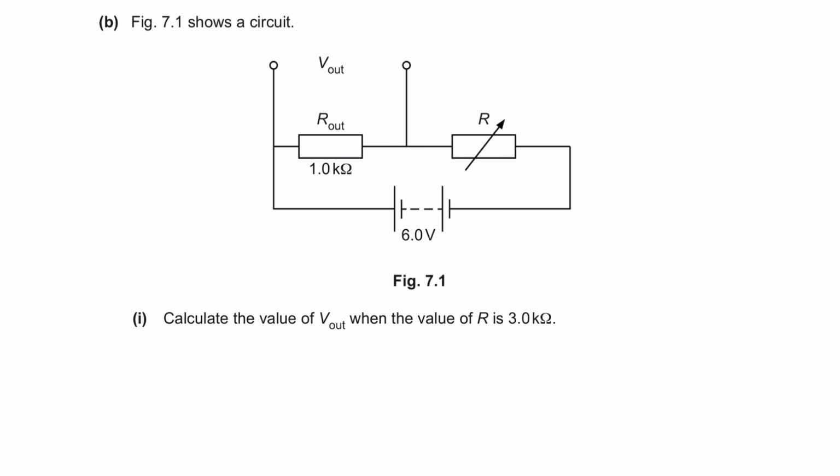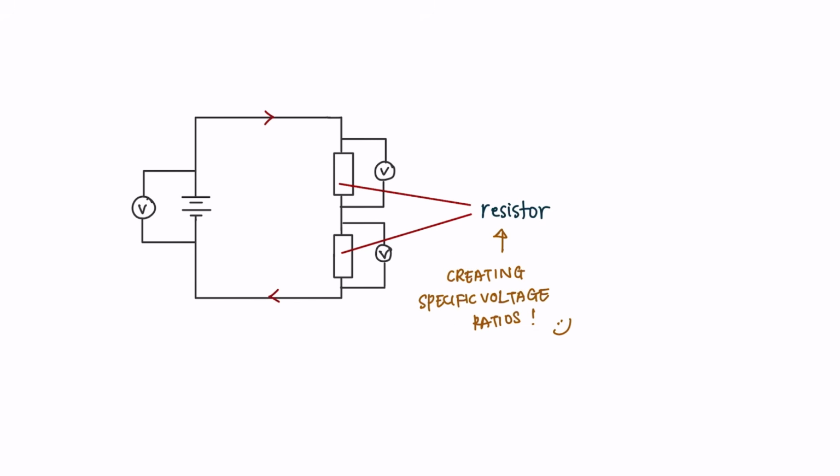Part 1. Calculate the value of V out when the value of R is 3 kilo ohms. So you're looking to find the voltage out when R equals 3 kilo ohms. What you see here is two resistors that are being used as a potential divider. Most students find it difficult attempting questions on potential divider. However, the concept is actually pretty simple.